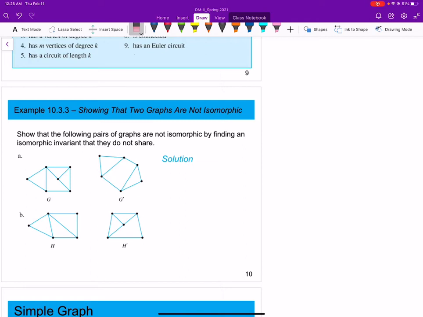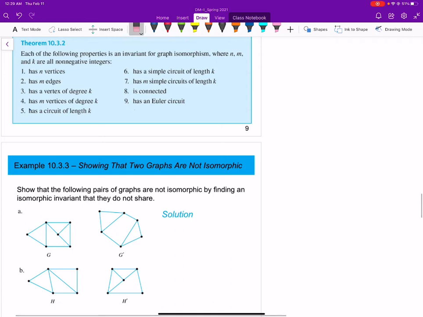In this example, show that the following pairs of graphs are not isomorphic by finding an isomorphic invariant that they do not share. So you have to find any kind of isomorphic invariant, and then you have to show that it is not common to both graphs. It can be anything, maybe number of vertices, or number of edges. Okay, let me check.